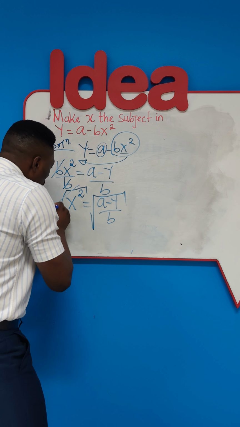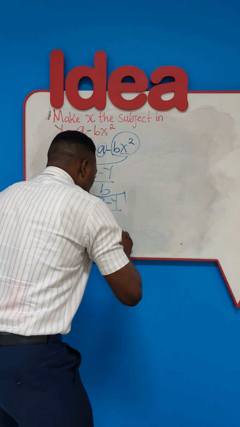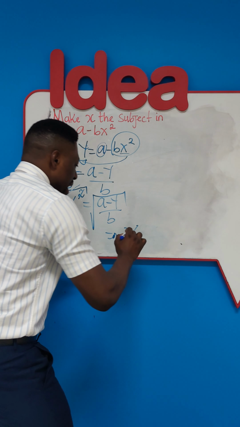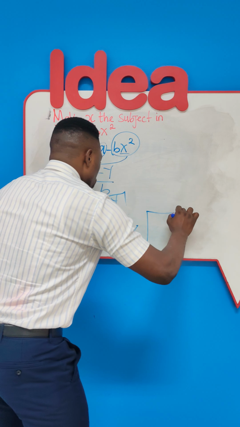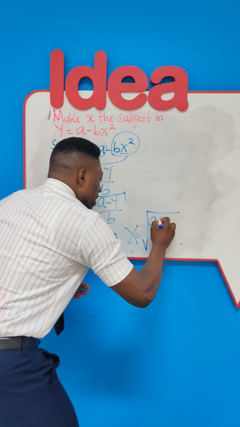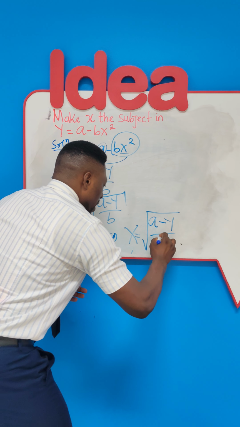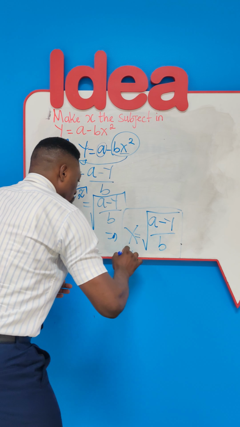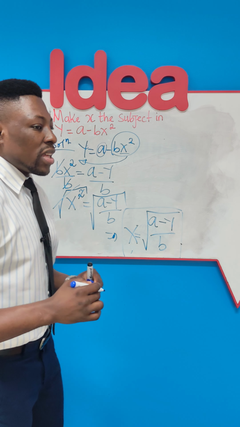In this way, the square root takes the square, and we are left with only x on one side, and on the other side we are left with the square root of a minus y all divided by b, and we have made x the subject of this formula.